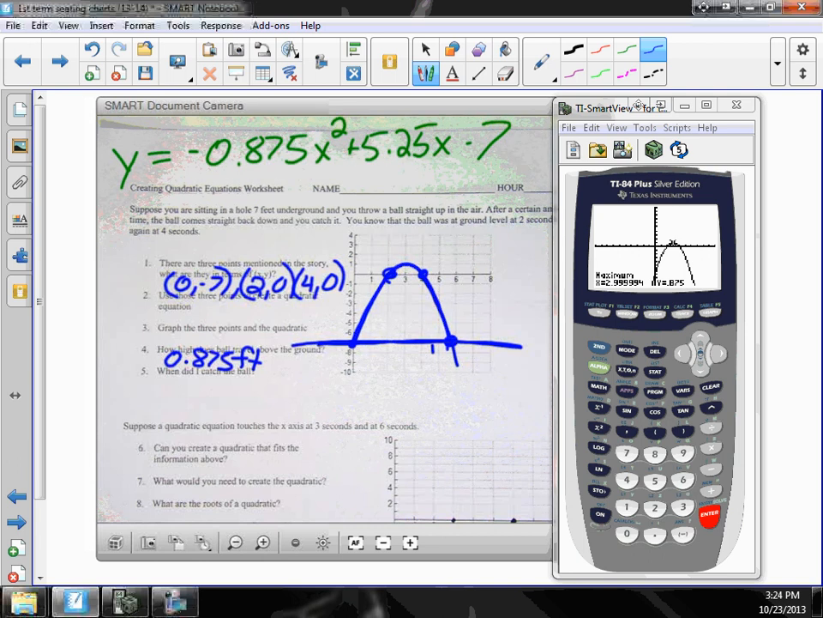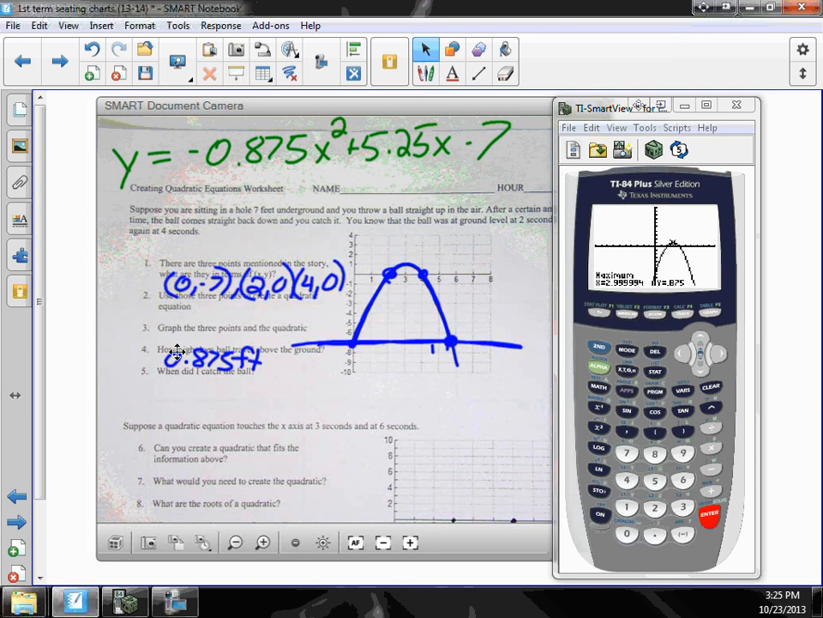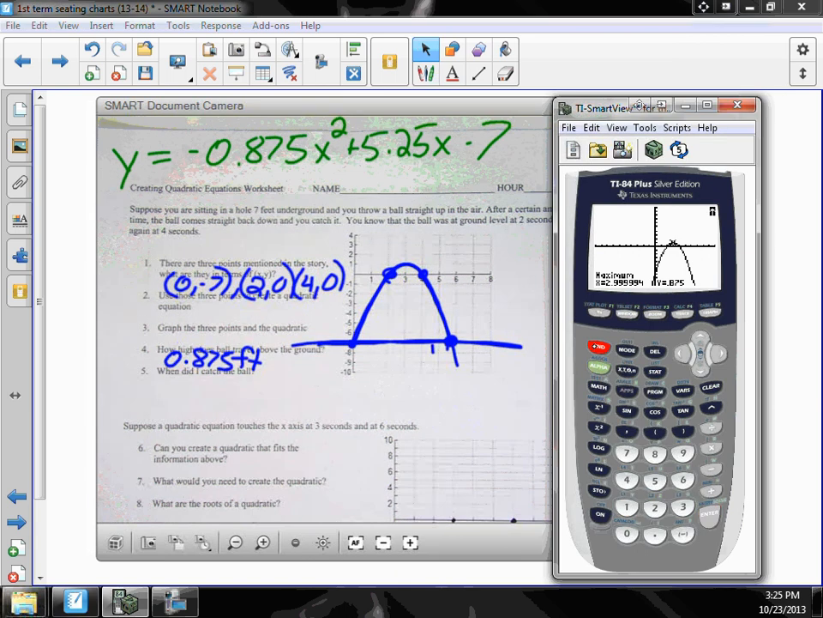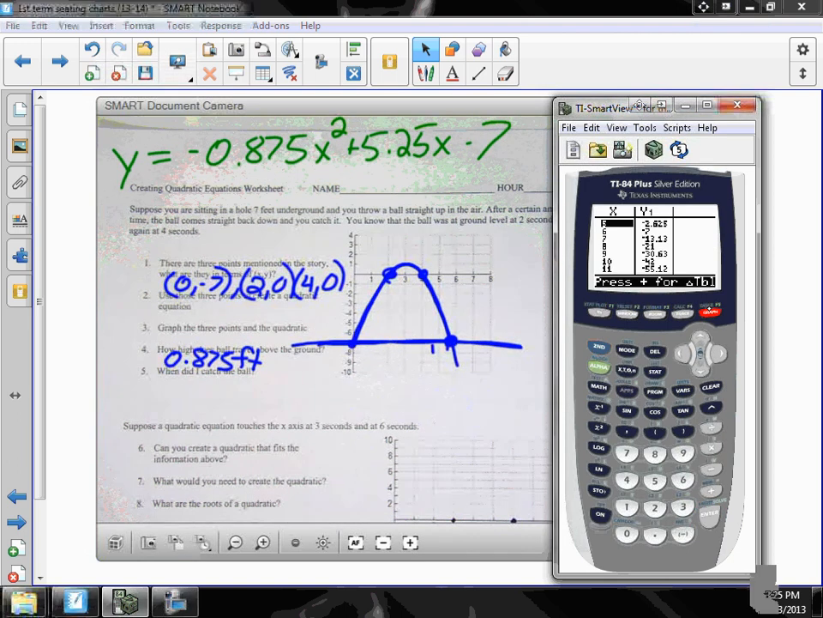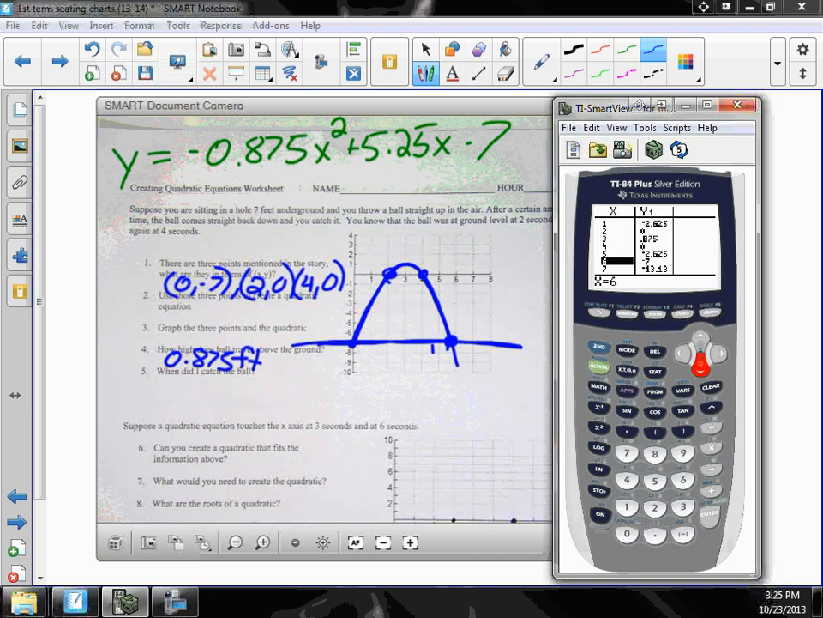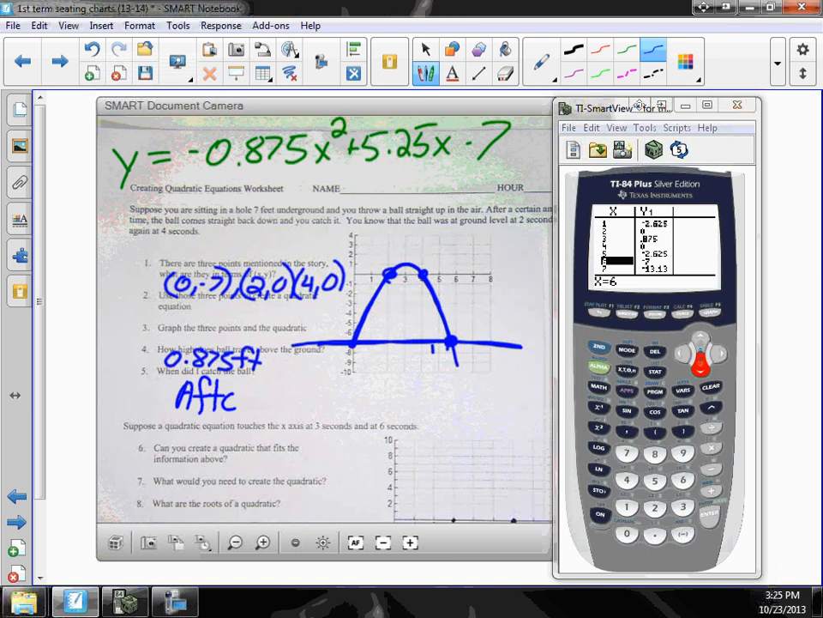Well, there's no way to find a y value using your calculator unless you guess, but you can use a table. So if you push Second and then the Graph button, above the Graph button it says Table. So Second, Table, we can go through this table and find where y equals -7. And y equals -7 when x is 6. So I caught the ball after 6 seconds.